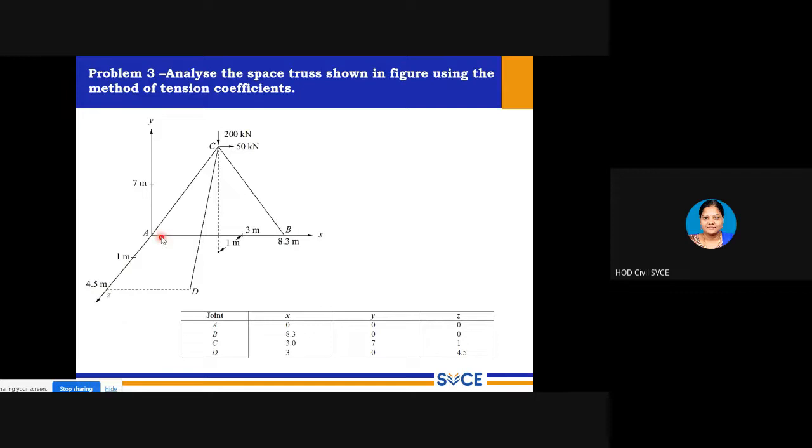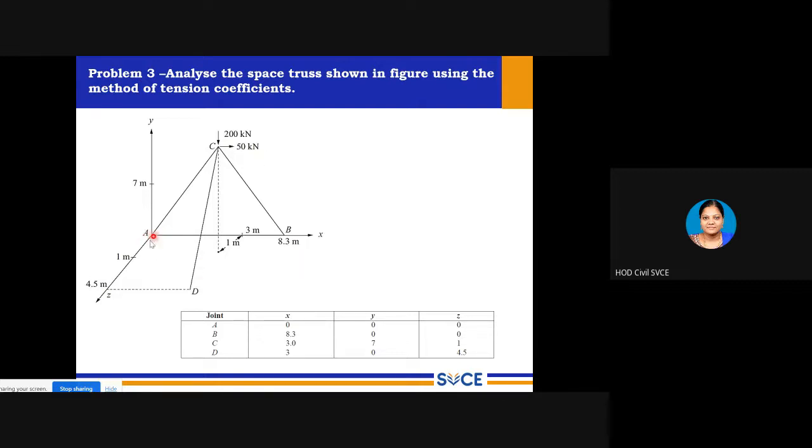Okay, so this is the point A, which is the origin, which is given here. And you have to fix the coordinates. And as far as the external loads are concerned, at the point C, you have a downward load of 200 kilonewton. At point C, you have a horizontal load of 50 kilonewton. Other than that, there are no external loads. Okay. Now let us try to fix the coordinates.